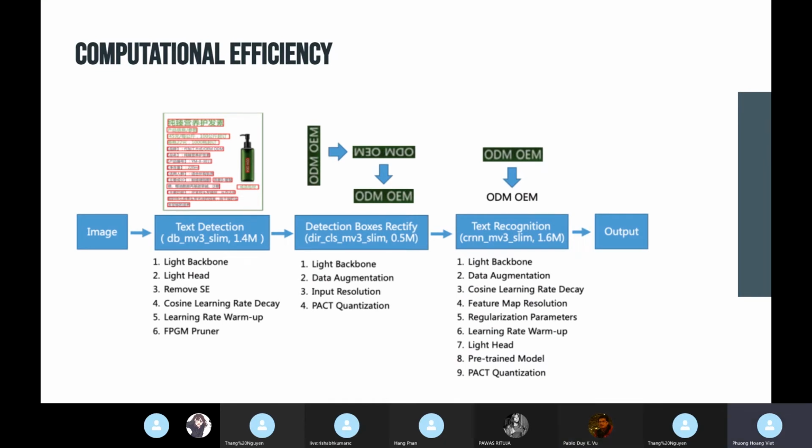Well, to improve computational efficiency, this paper proposes a practical ultra lightweight OCR system, PP-OCR, and it has three main parts. The first is text detection. The second is detection box rectification. The last is text recognition. And each part has its own strategies. The text detection has 6 strategies, the second has 4, and the text recognition has 9 strategies.